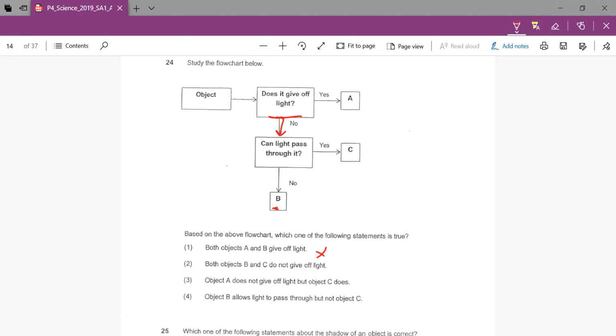Both objects B and C do not give off light? Yeah, that's true. Both do not give off light. Object A does not give off light, but object C does? No, it's not true. It's the other way around. So A gives off light, C does not. This one also is the other way around.